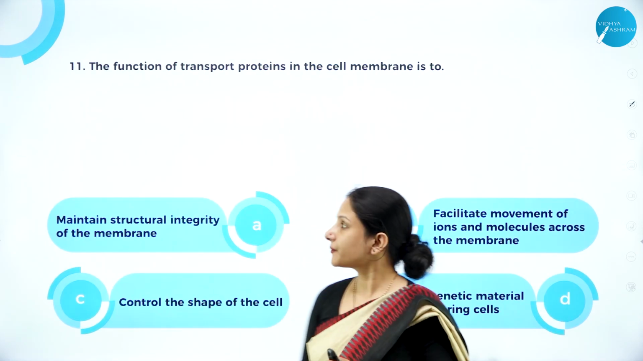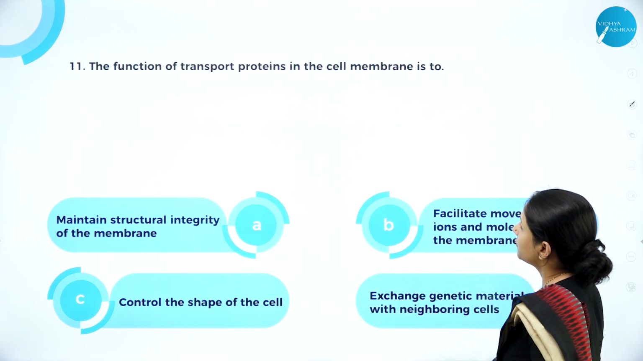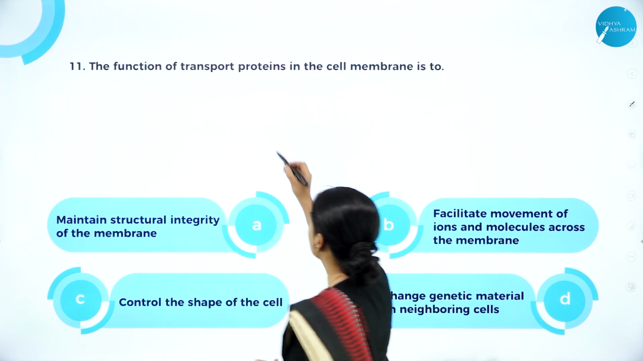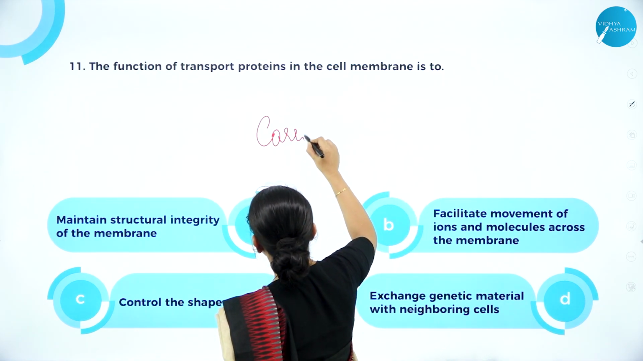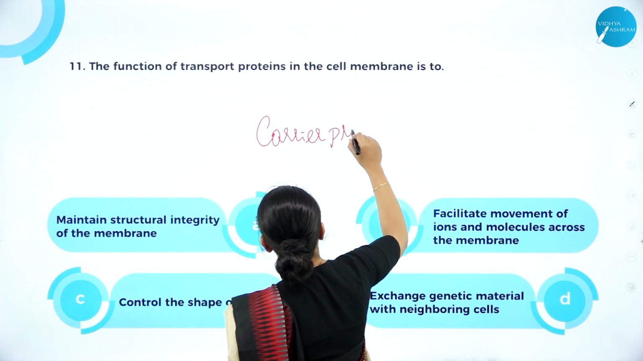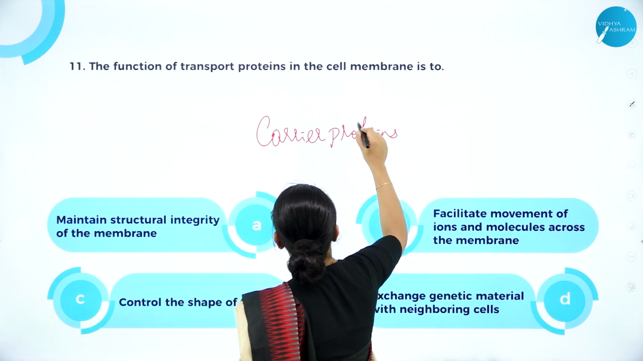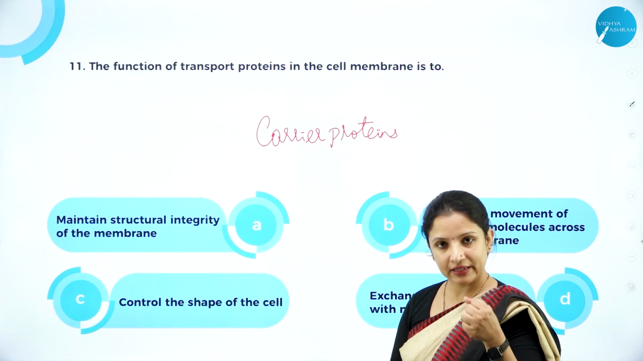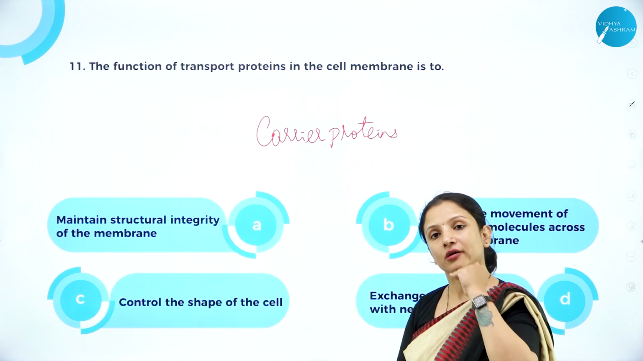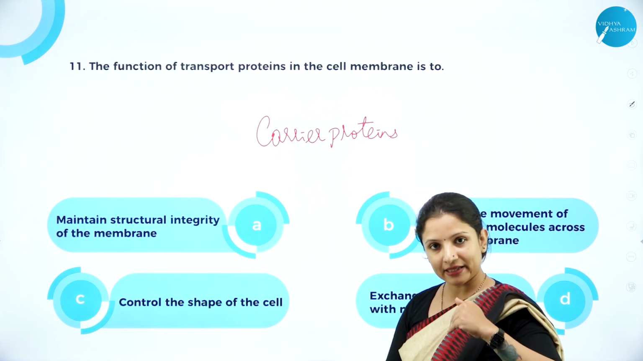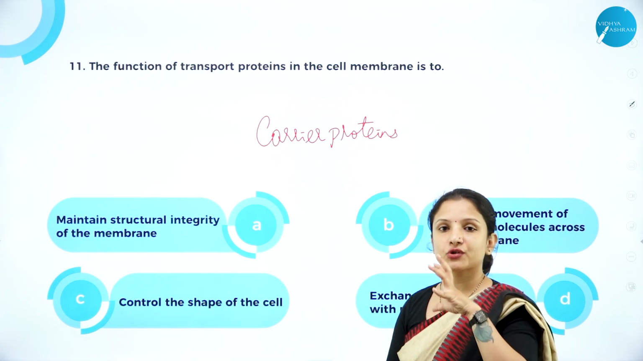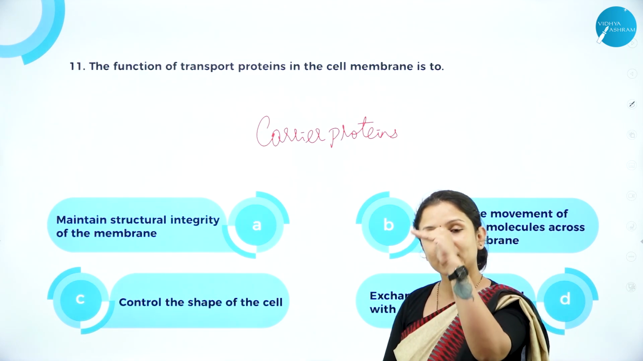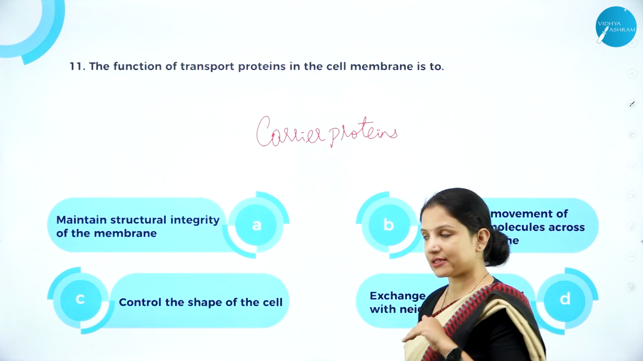So next question. The function of transport proteins in the cell membrane is to. So transport proteins can also be called carrier proteins. Sometimes there are certain substances which are very important and needed for the cell's function, but cannot enter into the cell. It is at that time there are some carrier proteins or transport proteins present on the phospholipid bilayer that will help in the carrying of these particular substances.